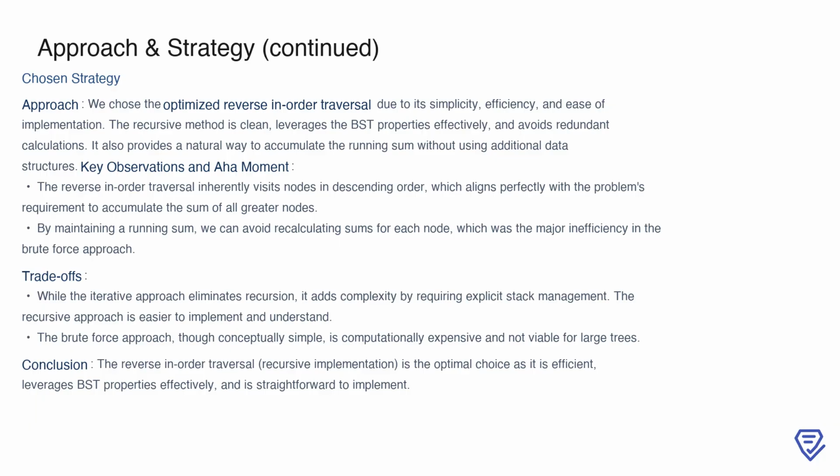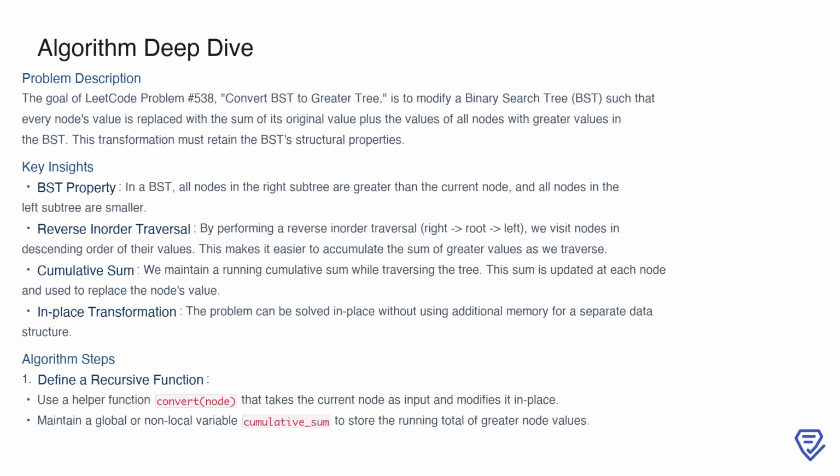inherent properties. The problem we're solving here is to transform a binary search tree, or BST, into a greater tree. The transformation involves updating each node's value to be the sum of its original value plus the values of all nodes that are greater than it. Importantly, the structure of the BST must remain intact.